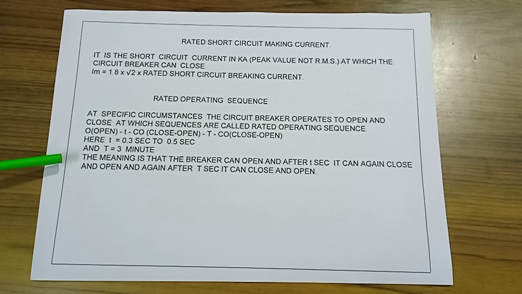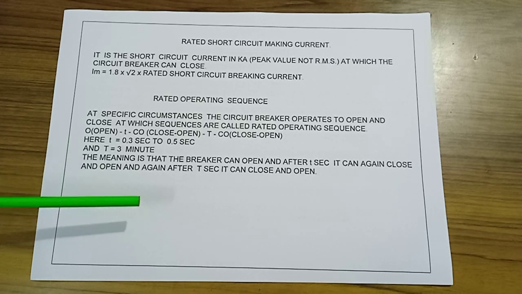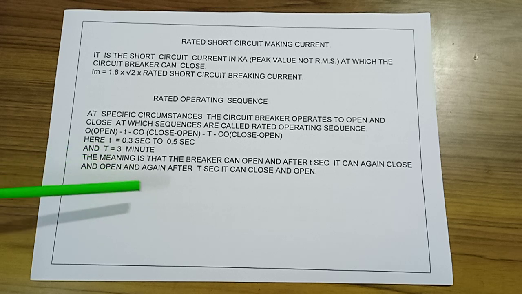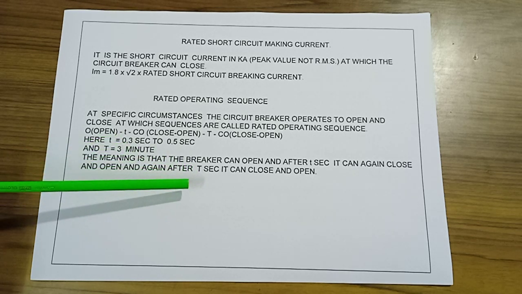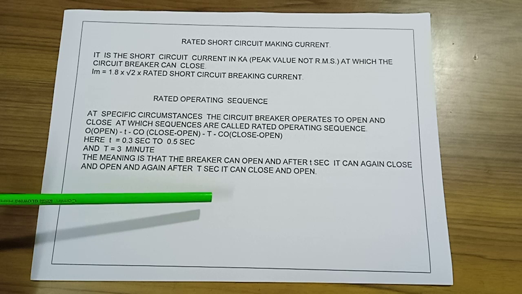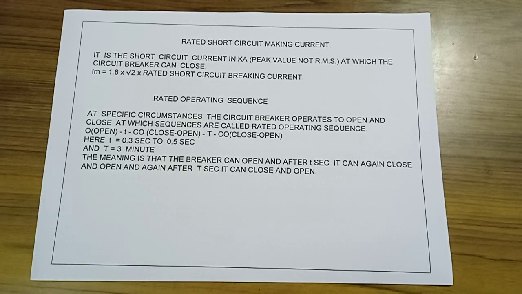The meaning is that the breaker can open, and after t seconds, 0.3 second to 0.5 second, whichever is chosen, it can again close and open, and again after T, 3 minutes, it can close and open. This is called rated operating sequence.